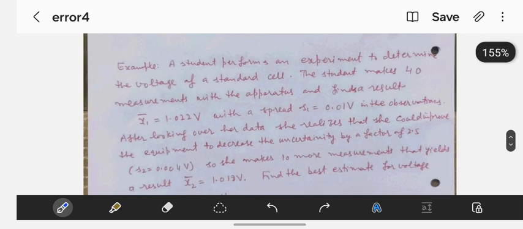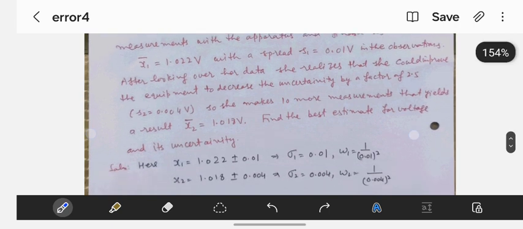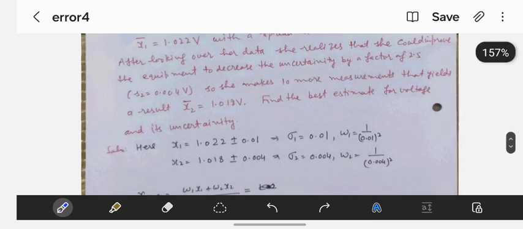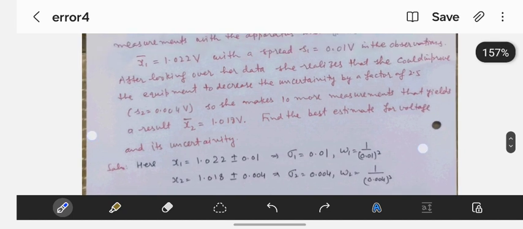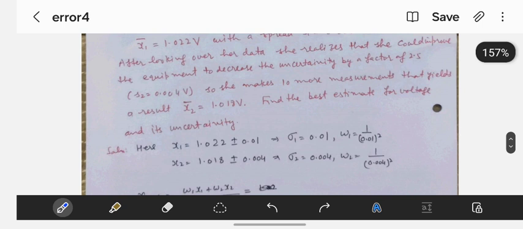A student performs an experiment to determine the voltage of a standard cell. The student makes 40 measurements with the apparatus and finds this result, with a spread S1 equal to this. The spread is nothing but the sigma or the variation, or we call it standard deviation. After looking over the data, she realizes that she could improve the equipment to decrease the uncertainty by a factor 2.5, that is S2 equal to 0.004. So she makes two more observations that yield x2 average equal to this. Find the best estimate value.